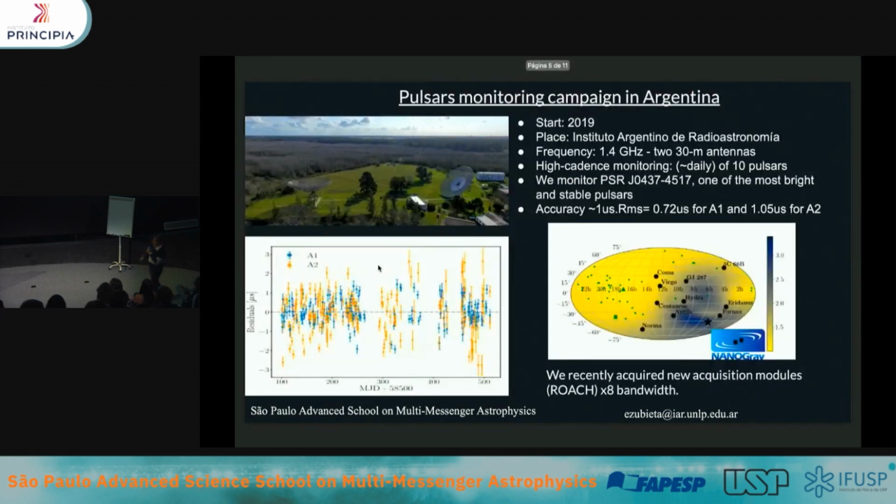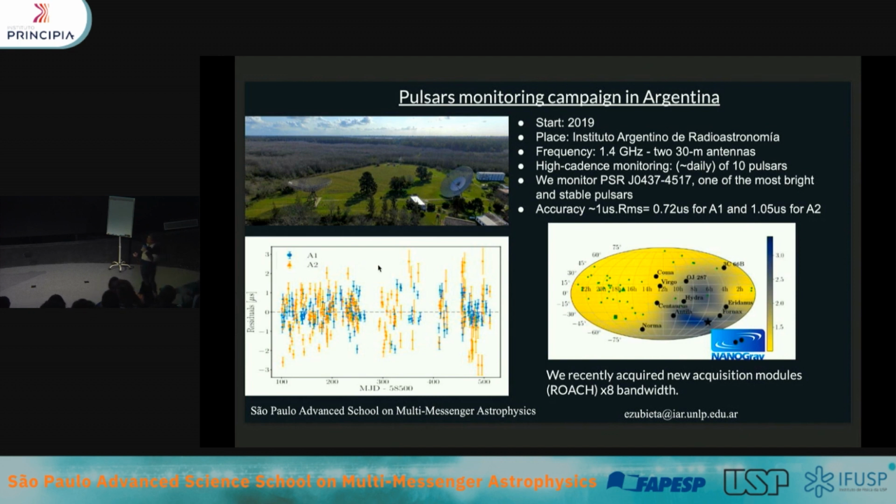Next one, please. So at the Institute, we are following in particular this pulsar, and our residuals are of the order of the microseconds, so we still didn't reach the accuracy of nanoseconds to be able to detect gravitational waves. But we recently acquired new acquisition models, and we are working on our timing model to have more accuracy.